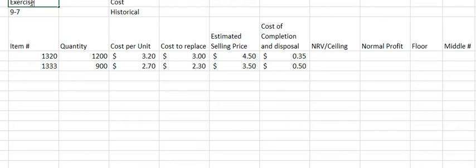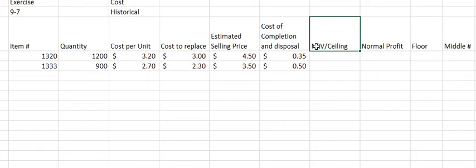Aloha class, I wanted to do a video about Exercise 9-7, where they do an item by item lower of cost or market, and they want to know what the final ending inventory dollar amount will be after we've done lower of cost or market. Over here we see the information given, and I'm only going to do the first two items, and you can do the rest on your own. Just a brief intro.